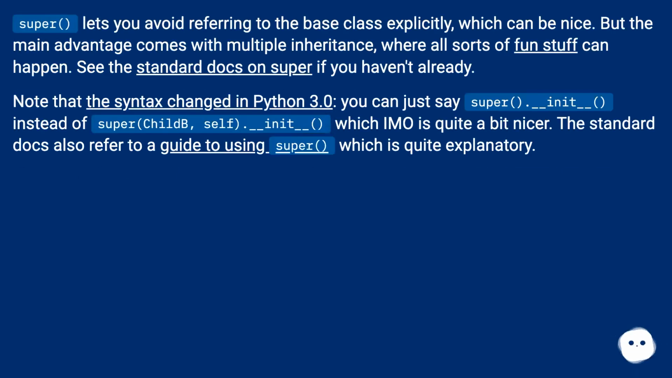Super lets you avoid referring to the base class explicitly, which can be nice. But the main advantage comes with multiple inheritance, where all sorts of fun stuff can happen. See the standard docs on super if you haven't already.